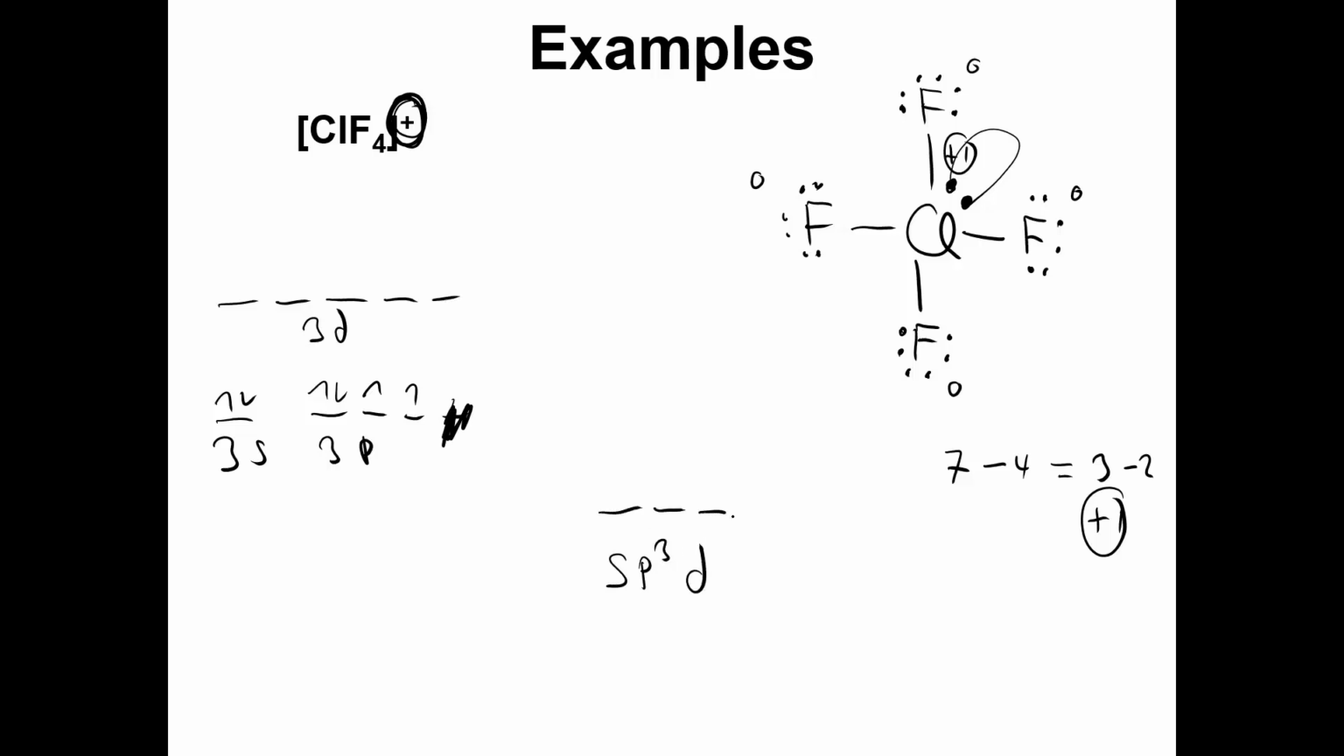1, 2, 3, 4, 5. I have a lone pair and 4 sigma bonds. 1, 2, 3, 4. Sigma, lone pair, and I don't have a pi bond here, but I will draw these anyway. They are empty. Those are the 3d.